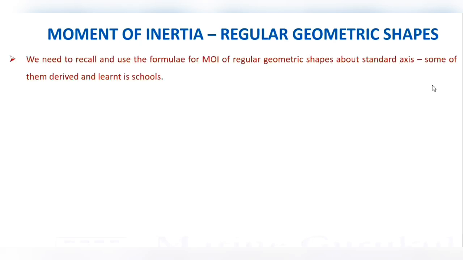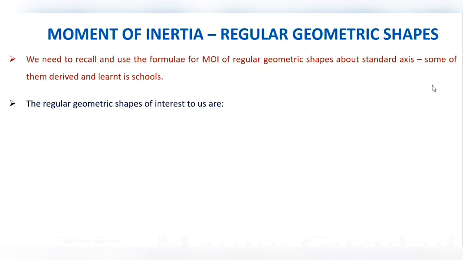Okay. Now we come to the regular geometric shapes and their formulae. You will automatically pick them up as you use them in the questions. Whatever PDF I sent you yesterday, you are free to refer to it while you are doing the questions. And if you don't learn them by the end of the assignment, please spend 15 minutes to learn the formulae. We need to recall the use of formulae for moment of inertia of regular geometric shapes, which we did in school. Some of them we derived in school.